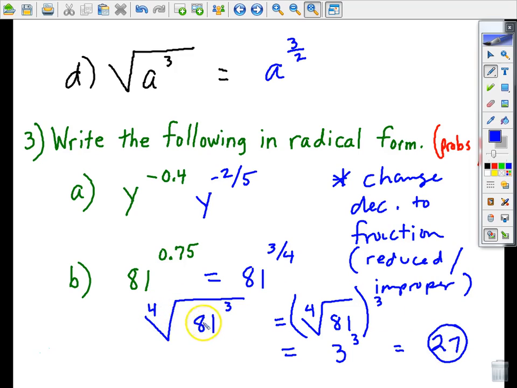Find the root of the base. The base is 81. Fourth root of 81. And then whatever that result is, you just raise it to the power. And that makes simplifying these radicals of bigger numbers that have perfect roots quite a bit easier. Okay, follow me? Good.